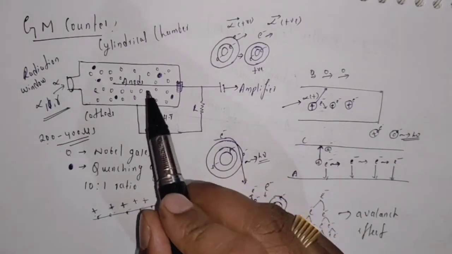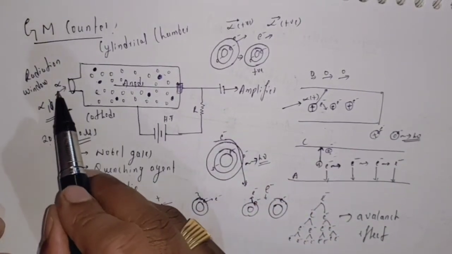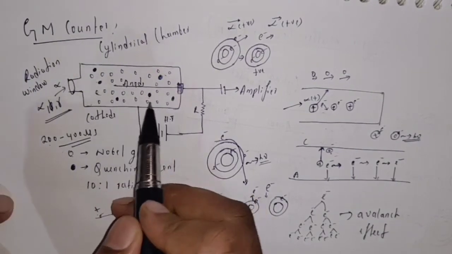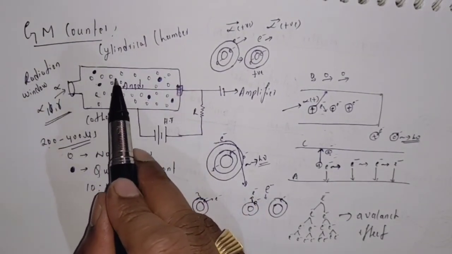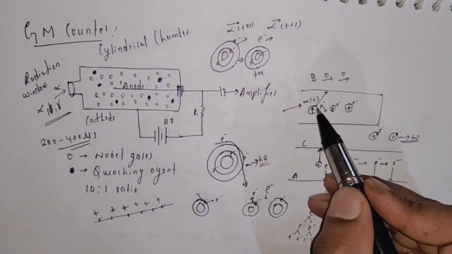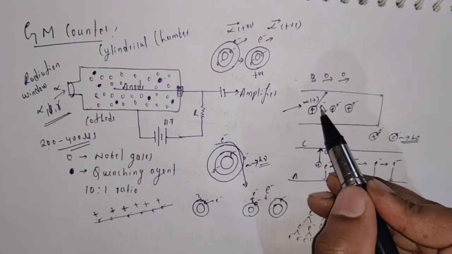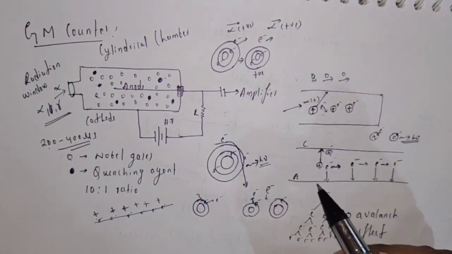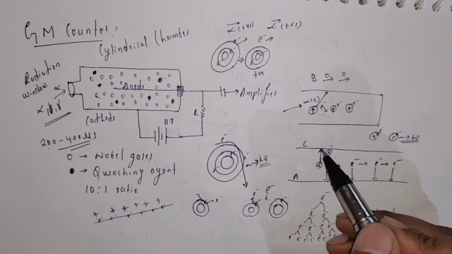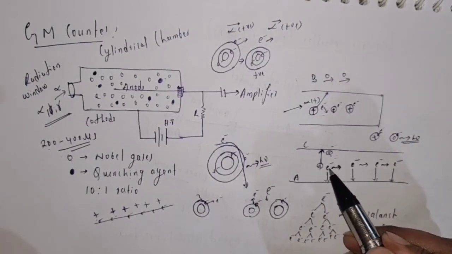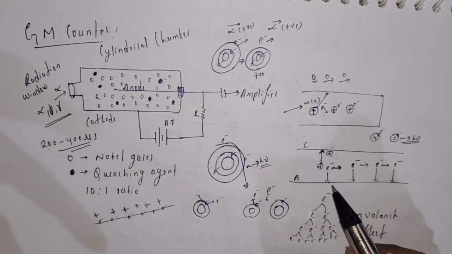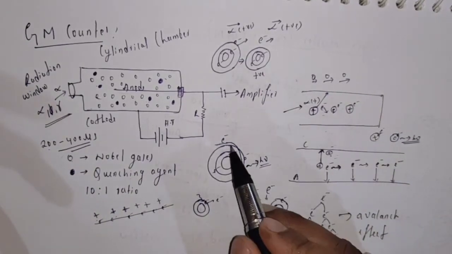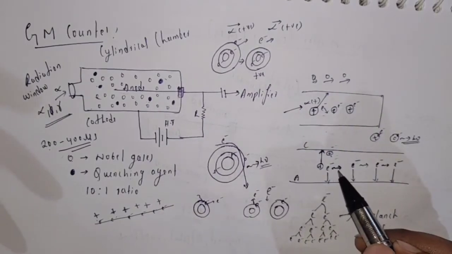Here, once again, I am going to explain the working of the GM counter. The alpha particle enters the cylindrical chamber and ionizes the gas molecules present. After ionization, positive ions and electrons are produced. The electrons are attracted towards the anode and the positive ions towards the cathode. While the electron moves towards the anode, it produces the avalanche effect, and because of the Bremsstrahlung effect a photon is emitted.